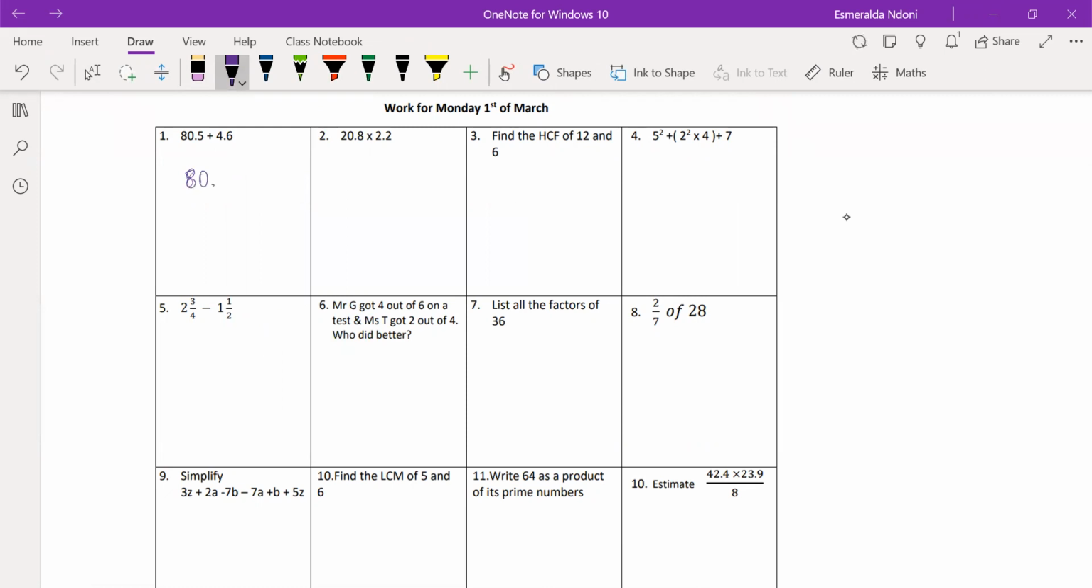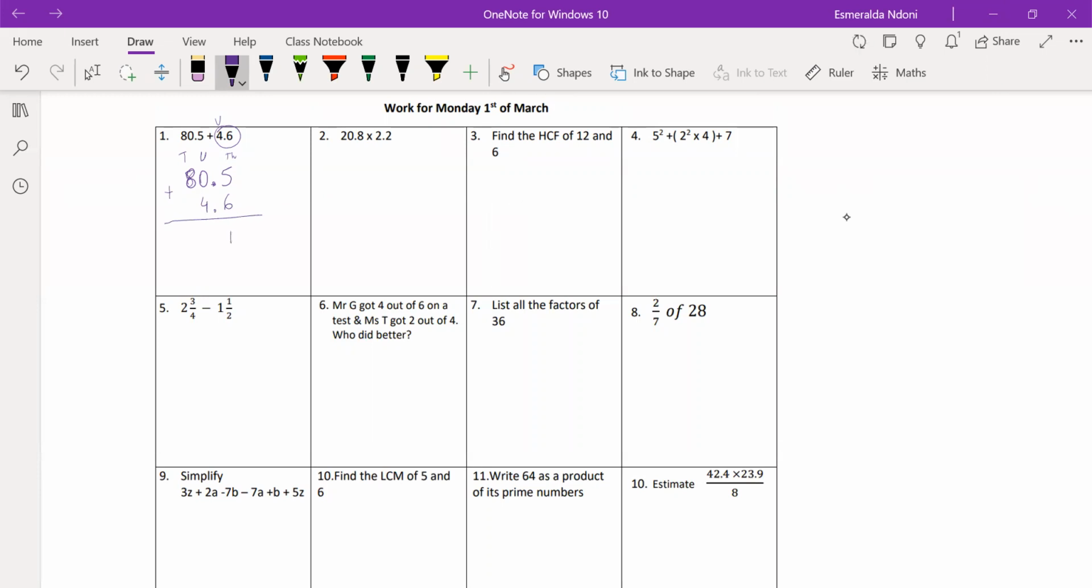So 80.5. The units is 0. That's your tens, and that's your tenths. And then we need to find the unit under the second number, and the unit for that one is 4. So we need to put unit under unit, and the question is asking me to add.